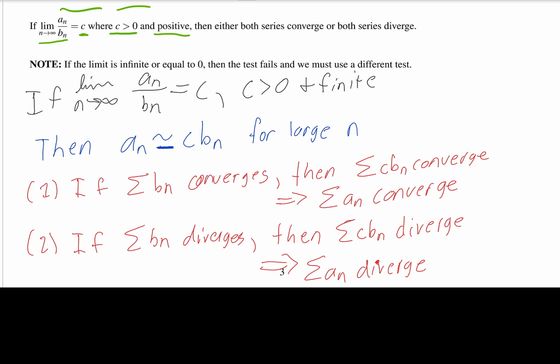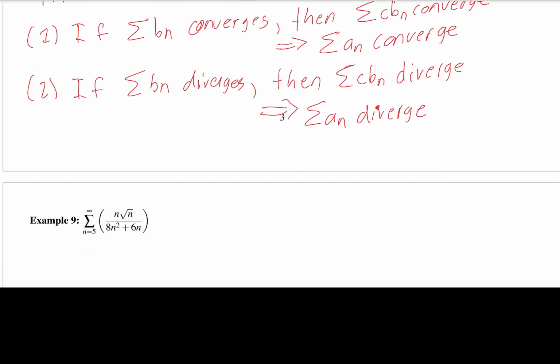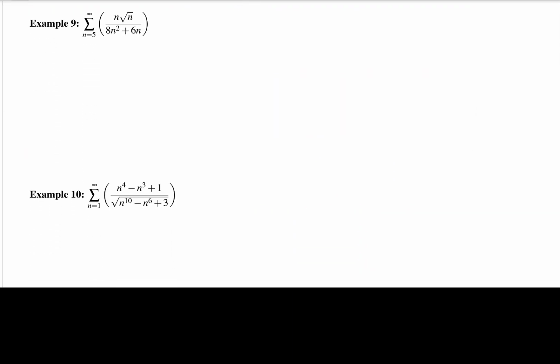Alright. Let's look at how to use this. Example 9. So we saw this one before. This is where our comparison test did not work. What we had is that this will be our a sub n.